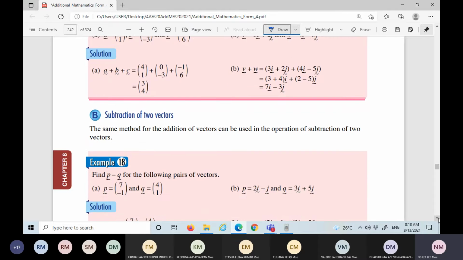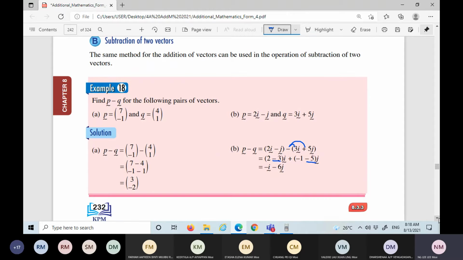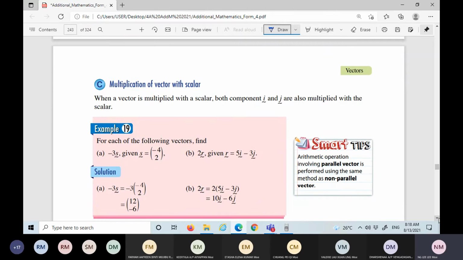Subtraction is the same thing, you just do minus. So 7 minus 4 is 3. Negative 1 minus 1 is negative 2. For ij form, the same thing. If here is the minus, then be careful. When you expand, this is negative 3i and then negative 5j. Then group the i, group the j. So this is addition and subtraction, and then this is multiplication of a vector with a scalar.